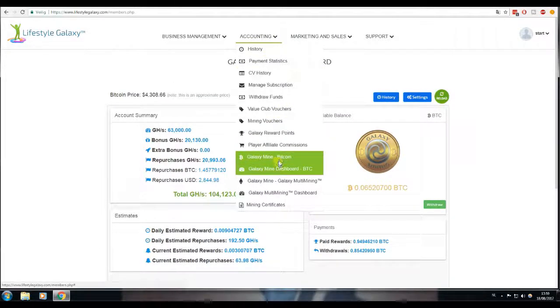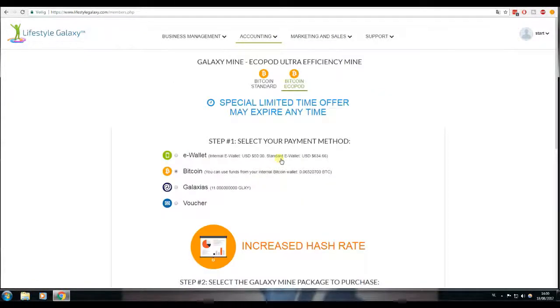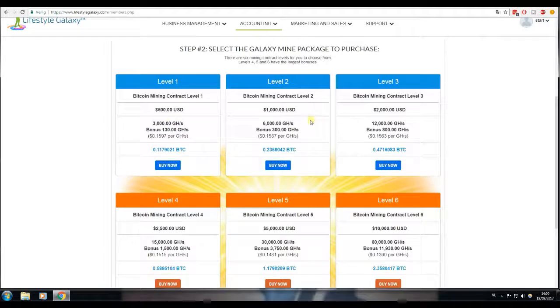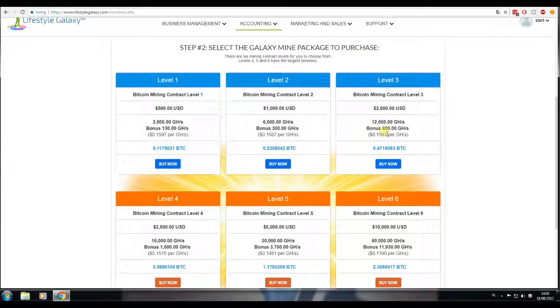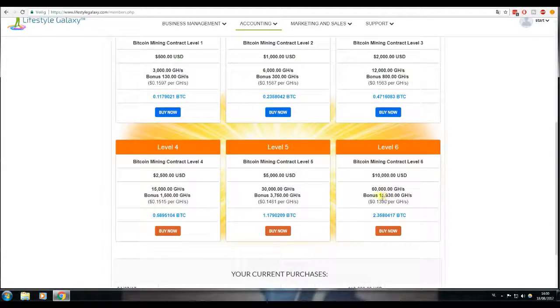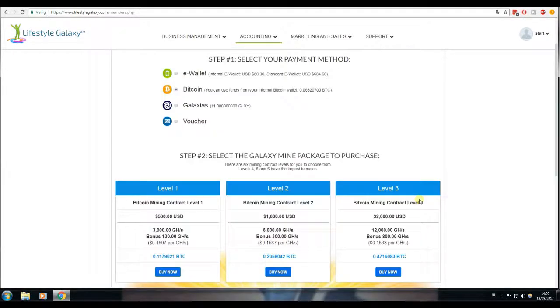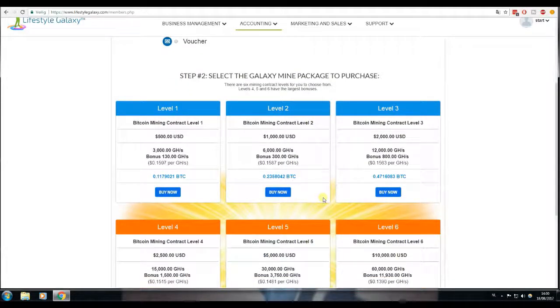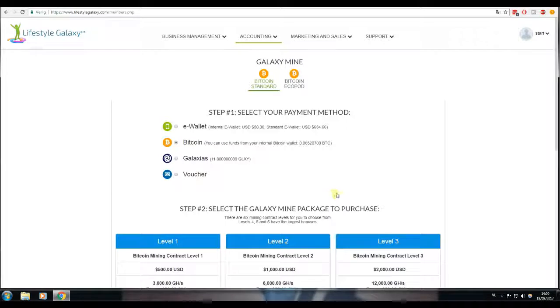the lower your contract is, the lower your gigahash, the lower your power, because the higher your contract, the more bonus you get. So you see, for $500 you get 130 gigahash bonus, for $1,000 you already get 300, and then it goes up. For a $10,000 contract, I got a really, really big bonus, even higher than this one, because there was a promotion. So think good about which contract you're gonna take. You can start mining from $25.